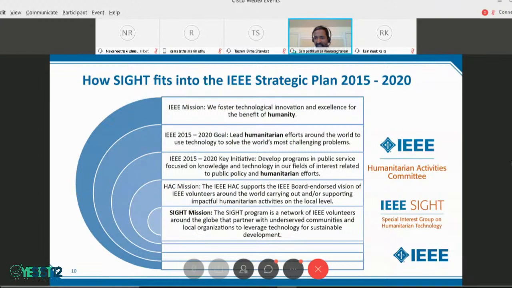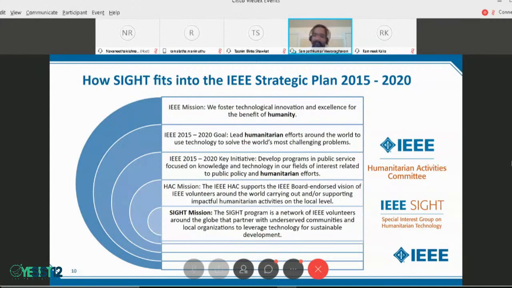So that goal, which boils down to, if we take the 2015 to 2020 goal, is to lead humanitarian efforts around the world to use technology to solve the world's most challenging problems, right? So that means in order to achieve a goal, you need a program, and you need to have a measurable program, right? And that program is what SIGHT is all about, right?